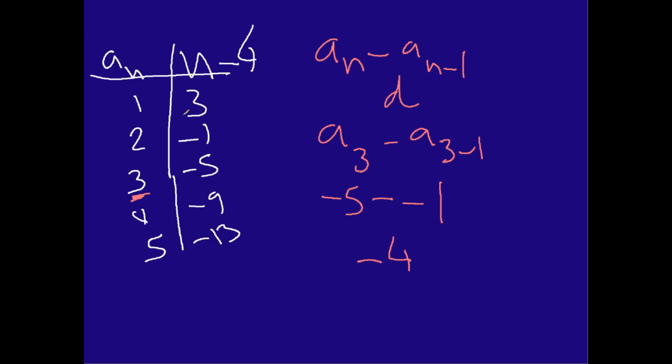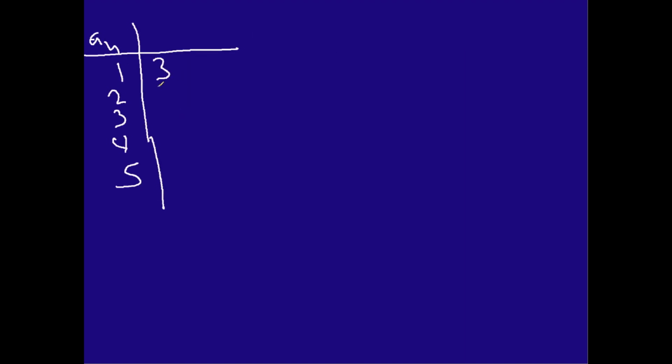And what I mean by the general term is that you can find any term by understanding this formula. So let me go ahead and write this again for you. So we got 1, 2, 3, 4, 5, like so. And then we started with, let's see here, what did we start with? 3, -1, -5, -9, -13. Now here is what they call the general term of an arithmetic sequence.